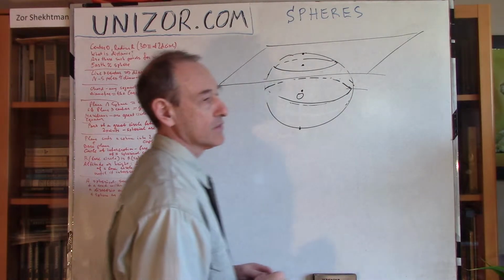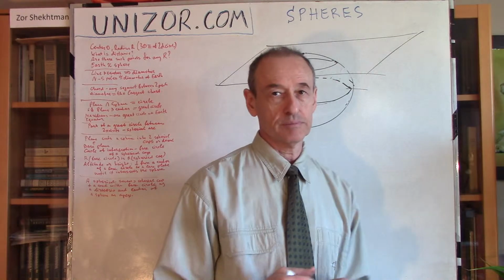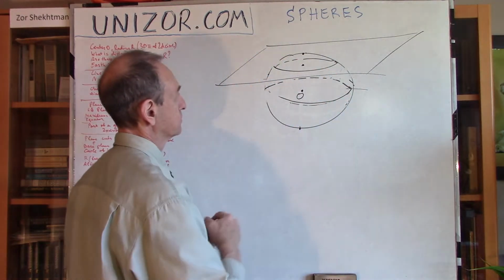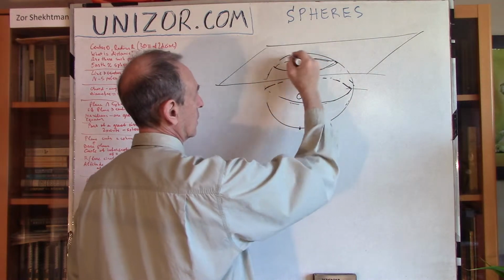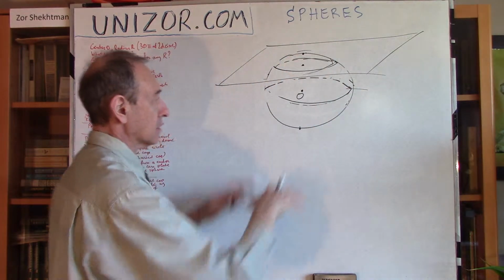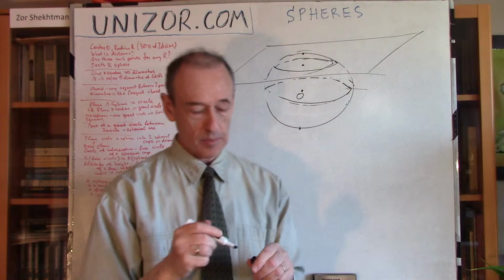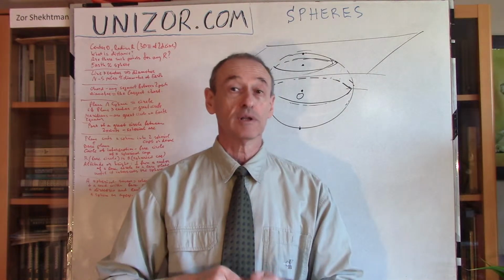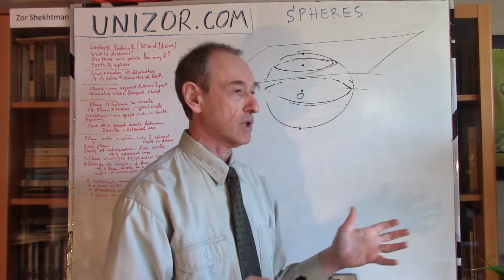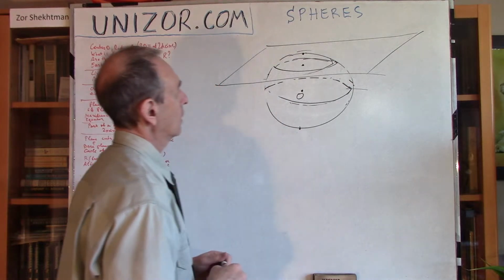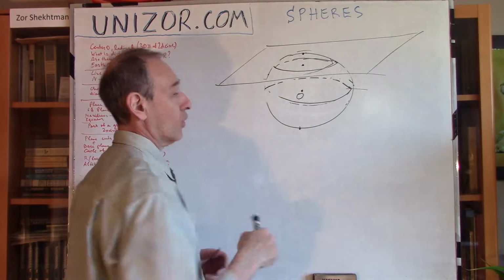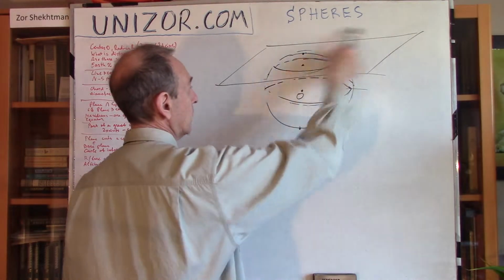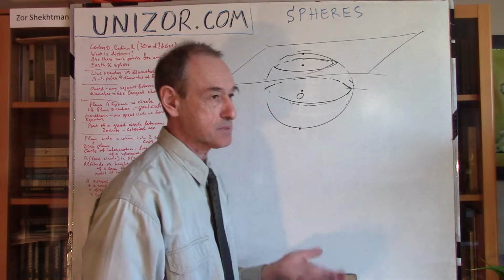Now each one of them is called a spherical cap. This part is one spherical cap, and this is another spherical cap. Sometimes they call it spherical domes. So spherical cap or spherical dome. Well, obviously this circle is called a base circle. The plane which cuts it is called the base plane.